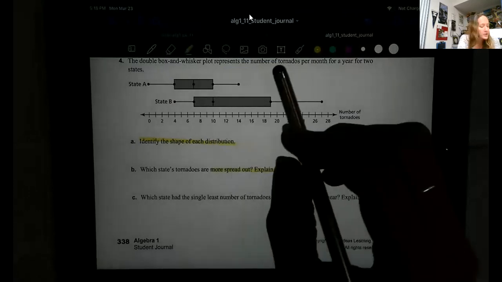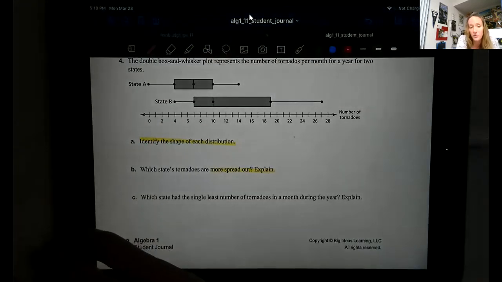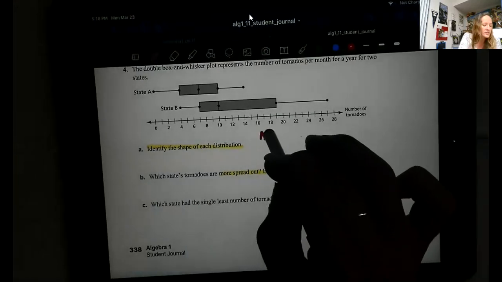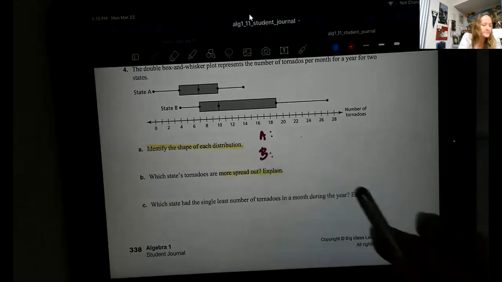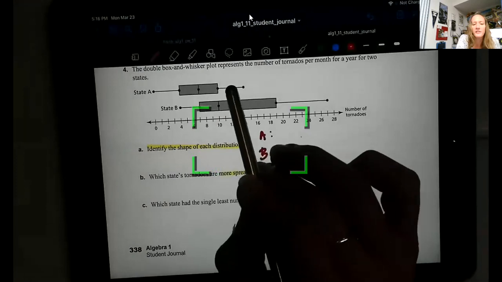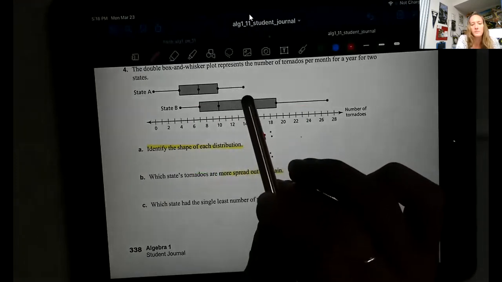Now, if we're just talking about the shape, remember when we go through and answer these, we're gonna have to be talking about both of the distributions. And letter A, we're just gonna talk about them separately. So we have state A's shape and we have state B's shape. State A's, if you guys are looking at this one, remember, compare the sides, compare the whiskers, and ask yourself, does one seem to be longer than the other?